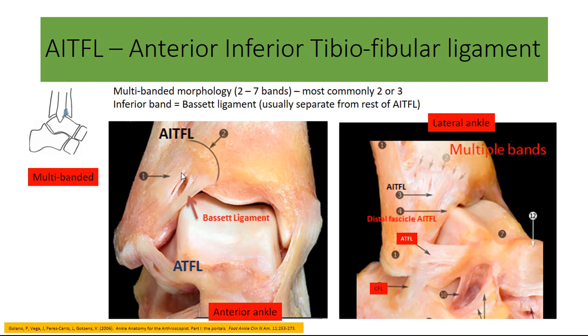And so we really need to be making sure that we're assessing all these bands of this anterior inferior tibiofibular ligament. When injuries occur, only one of these bands may be injured, and this Bassett ligament is much longer than these other ligaments, and they can all be different thicknesses. Generally, people have the same number of bands on each side, but there's still studies going on to determine this.